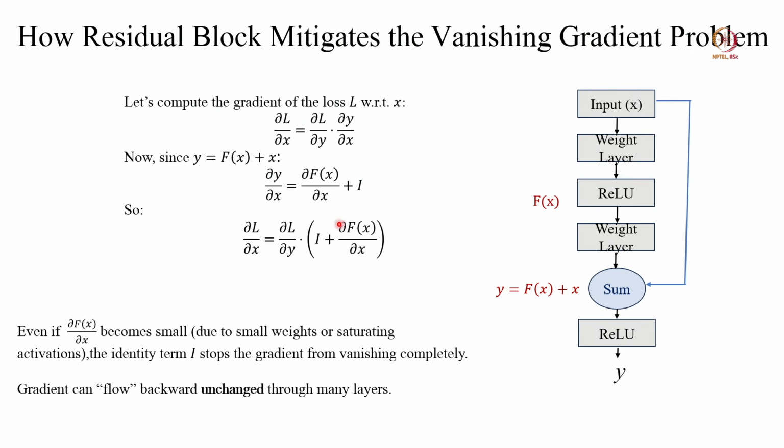Okay. So, what happens here is, even if this factor, partial derivative of f of x with respect to x, becomes small, because of small weights or saturation of activation functions, the identity term I stops the gradient from vanishing completely. So, there is always a term associated with this identity term, and that is the reason the gradient never vanishes totally. So, the gradient can flow backward unchanged through many layers. So, this is the reason why residual blocks are used and how they mitigate the vanishing gradient problem.